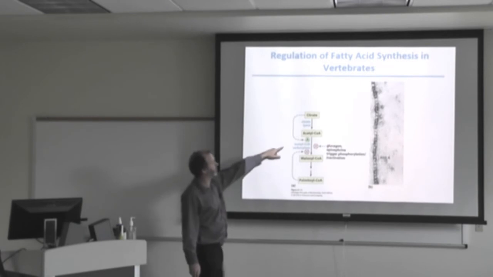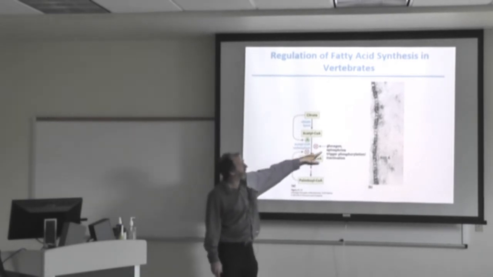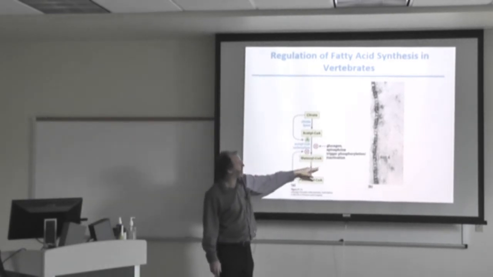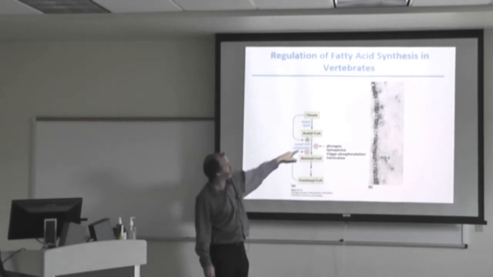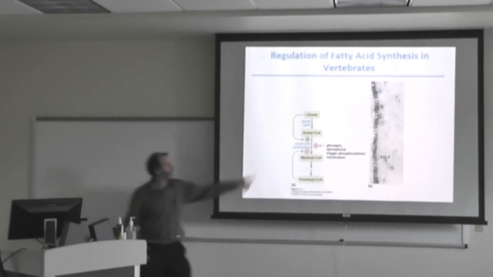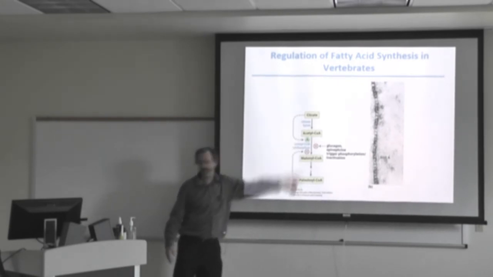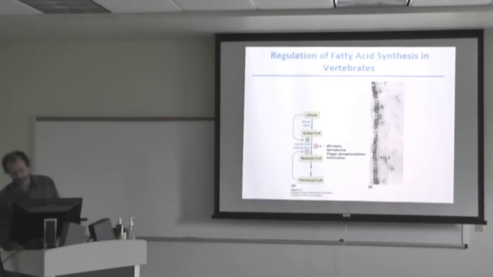So acetyl-CoA carboxylase is blocked by glucagon and epinephrine, which trigger phosphorylation and inactivation, and then palmitoyl-CoA will also block that, whereas it is activated by citrate. Let me see. So I like this other slide better than this one, just to clarify that regulation.